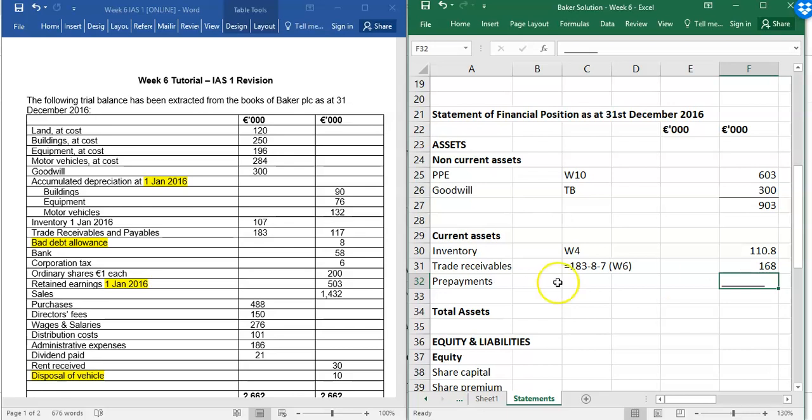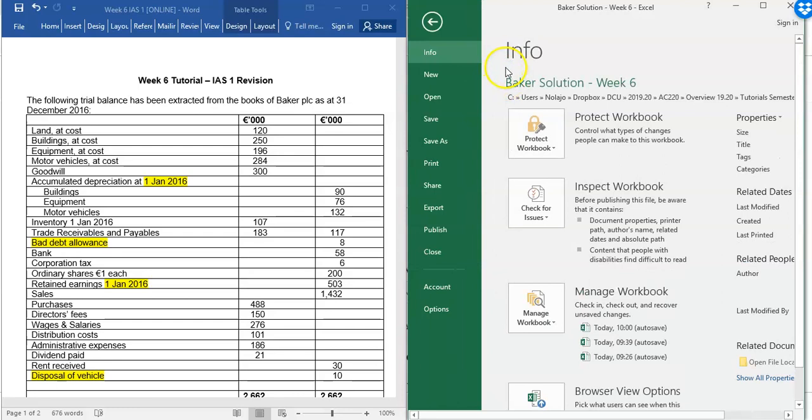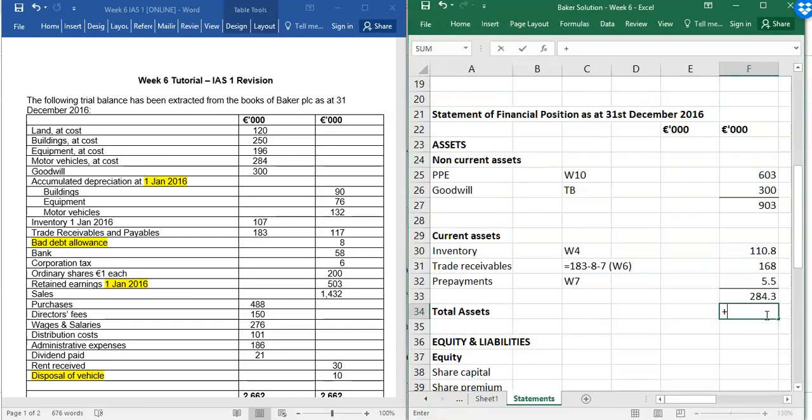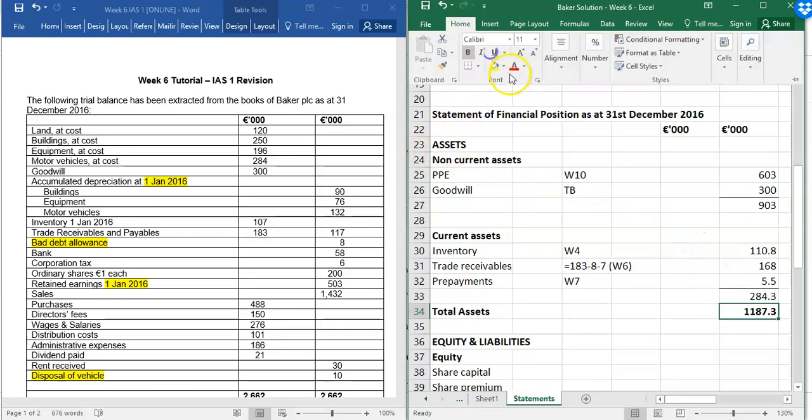That's a tricky one, but show the examiner where you're getting your figures from. Small little calcs can be shown like that. Bigger calcs, you're better off doing it separately. And then you have a working for your rent received, working 7, or rent prepaid, 5.5. So your total current assets are 284.3. Sorry. Just make sure it's neat there. And your total assets are both of them added together, current and non-current, which is 1187.3.